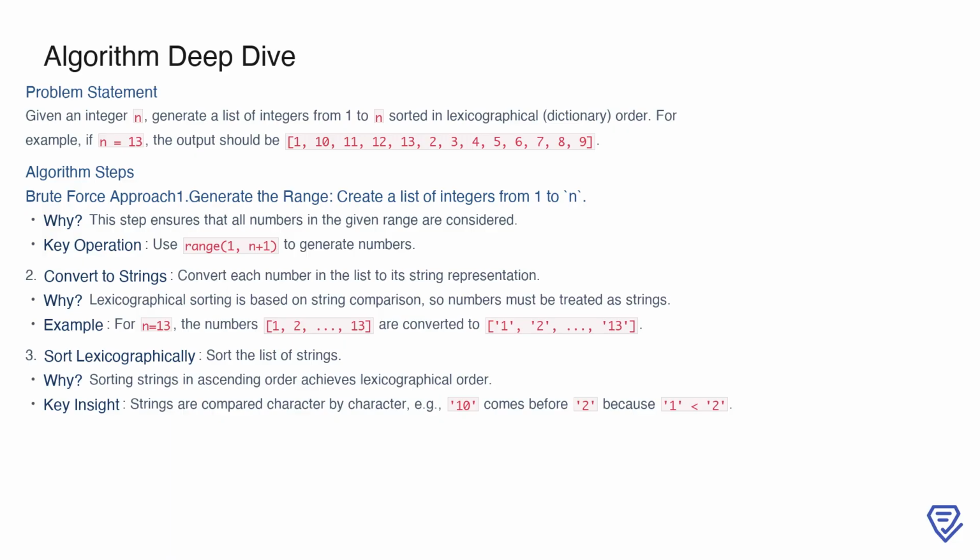Once we have these numbers, the next step involves converting each of them to their string representation. This is a critical step because lexicographical order is based on string comparison rather than numeric comparison. For instance, when treated as strings, 10 comes before 2 because the first character of 10, which is 1, is smaller than 2. After converting the numbers to strings, the next step is to sort these strings lexicographically. This operation ensures that the strings are ordered as they would appear in a dictionary. Finally, we have the sorted list of strings, such as 1, 10, 11, through 9, for n equals 13, which prepares us for the next steps of the algorithm.